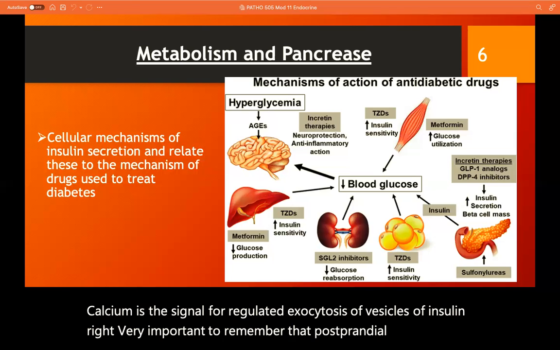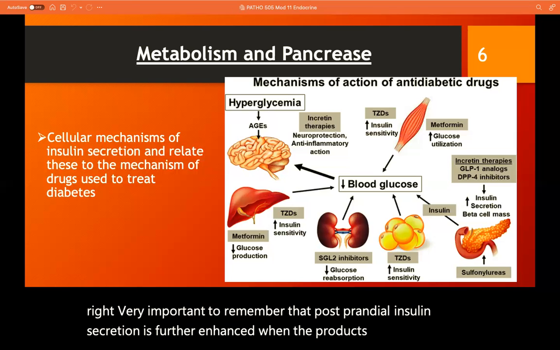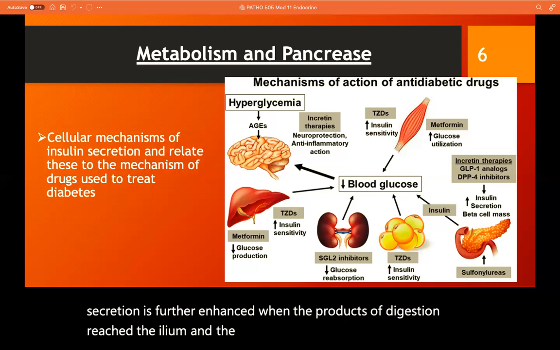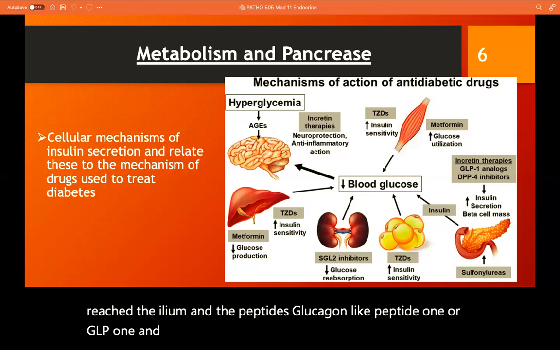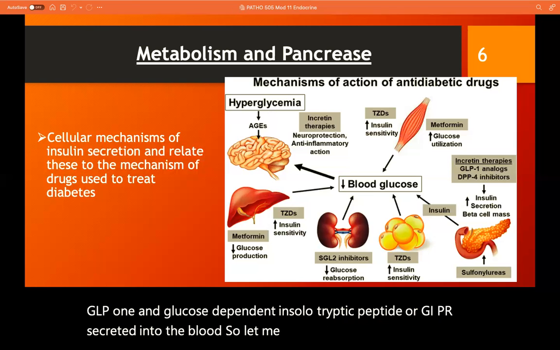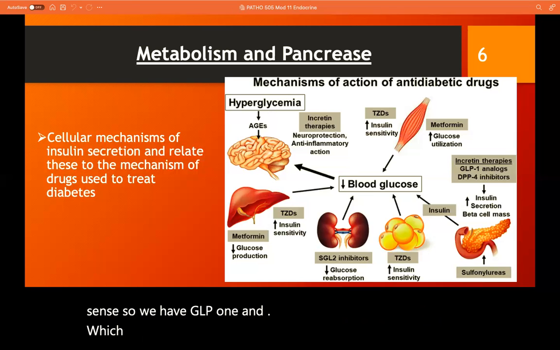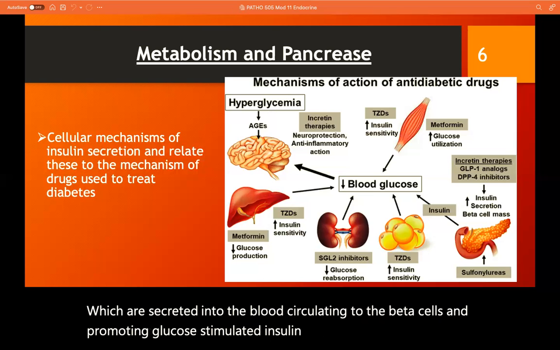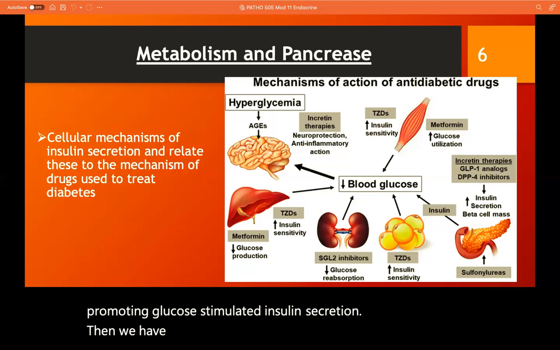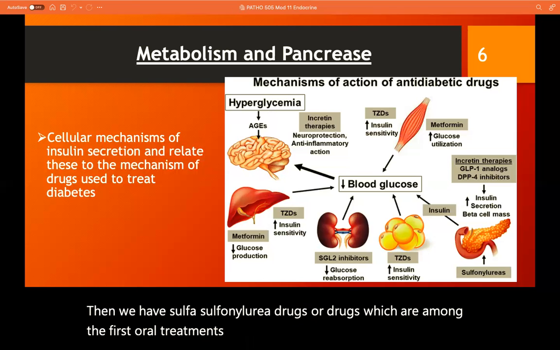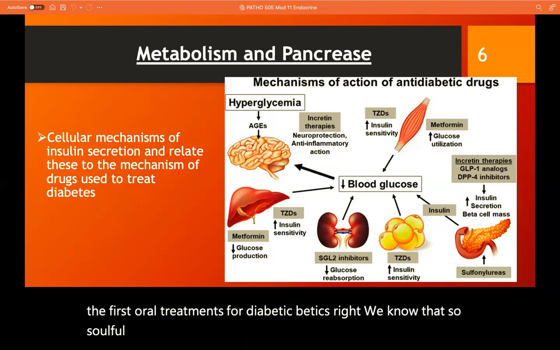Postprandial insulin secretion is further enhanced when the products of digestion reach the ileum and the peptides glucagon-like peptide 1 or GLP-1 and glucose-dependent insulinotropic peptide or GIP are secreted into the blood. Let me repeat that just so it makes sense. GLP-1 and GIP are secreted into the blood, circulating to the beta cells and promoting glucose-stimulated insulin secretion. Then we have sulfonylurea drugs, or SUR drugs, which are among the first oral treatments for diabetics. We know that.